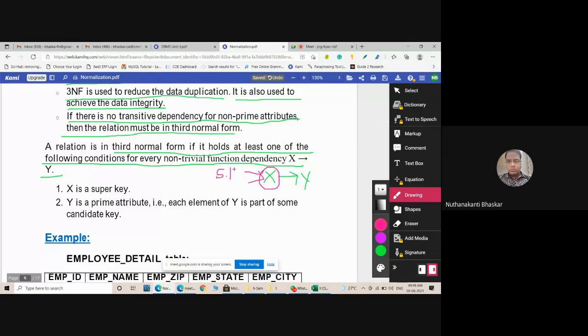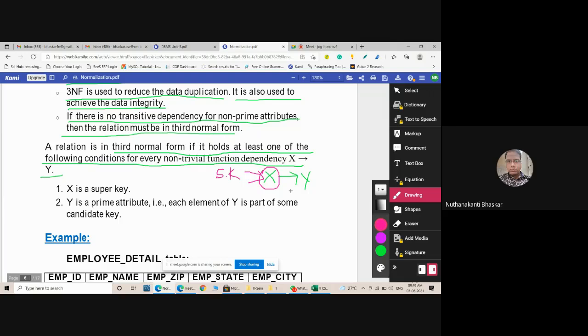If it is a super key, it means all other Y attributes are depending on X. Super key means all attributes are going to be involved to identify the particular tuple. That is called a super key. All attributes are participating, so this super key contains even the primary key also. So X is a super key.